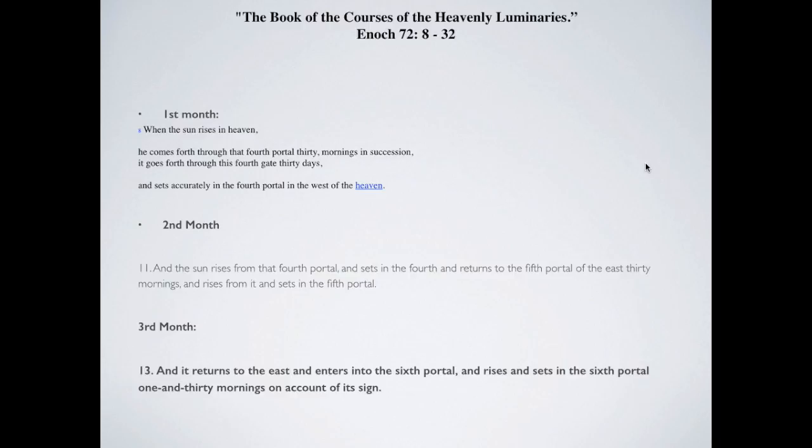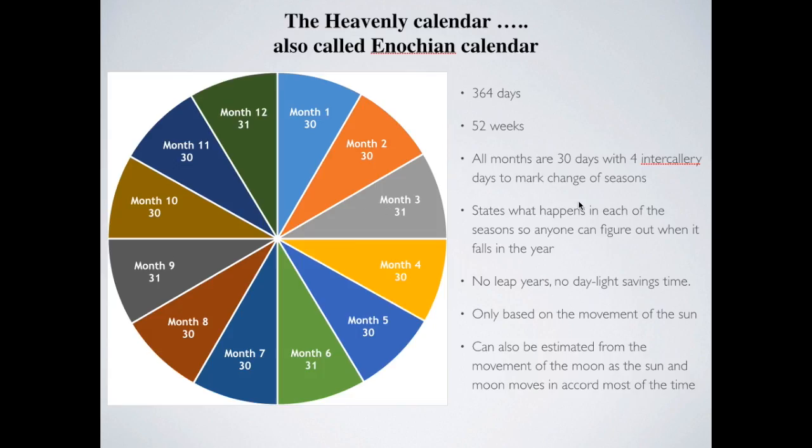And so Enoch kept on explaining the number of days we have for each of the months in this chapter 72 of his book. That is how you figure out the heavenly calendar. Now, brothers and sisters, this is what it is like. This is a pie chart we made of the heavenly calendar as given by Enoch. Some people call it the Enochian calendar. You have all the months. The first month has 30 days, like we just read. The second month, of course, has 30 days. The third month has 31 days.